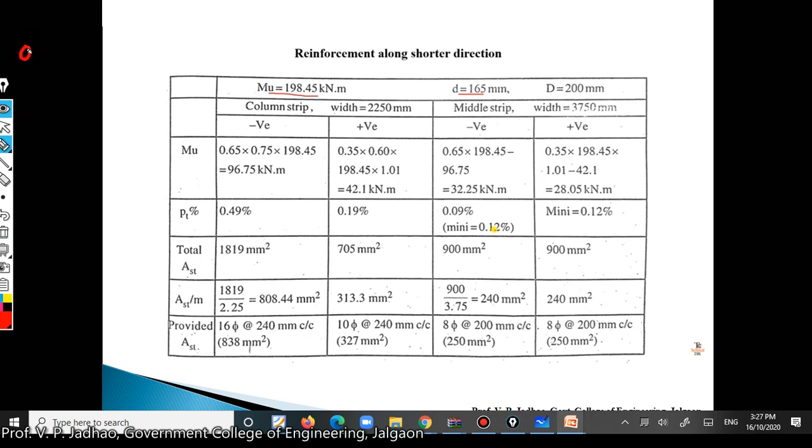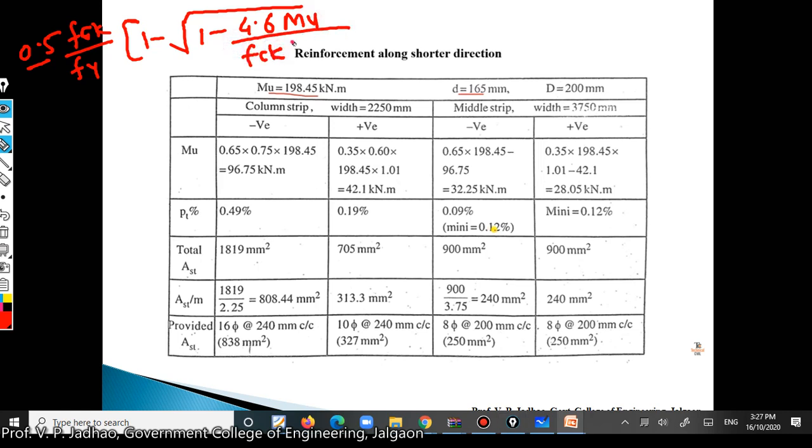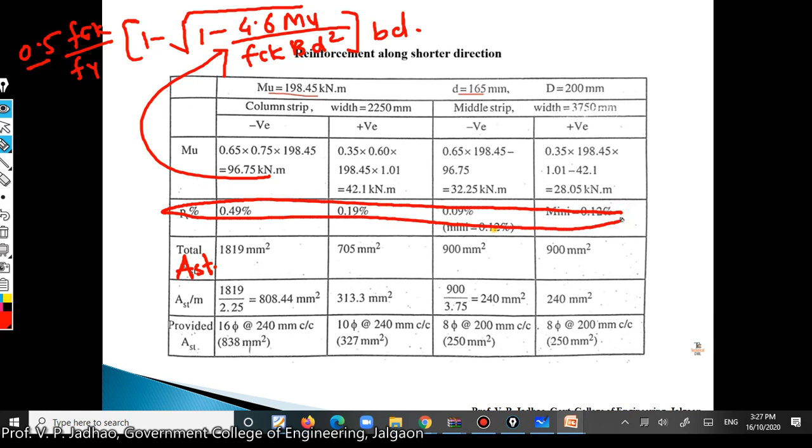Now we have to calculate the steel reinforcement. The formula for steel reinforcement is 0.5 FCK upon Fy multiplied by, in bracket, 1 minus under root 1 minus 4.6 Mu divided by FCK B D square, multiplied by B into D. Just put these values of bending moments in this equation, you will get the AST or steel required. You can provide it here. You can just ignore these values, these are percentage steels calculated. You can provide the steel reinforcement here only.